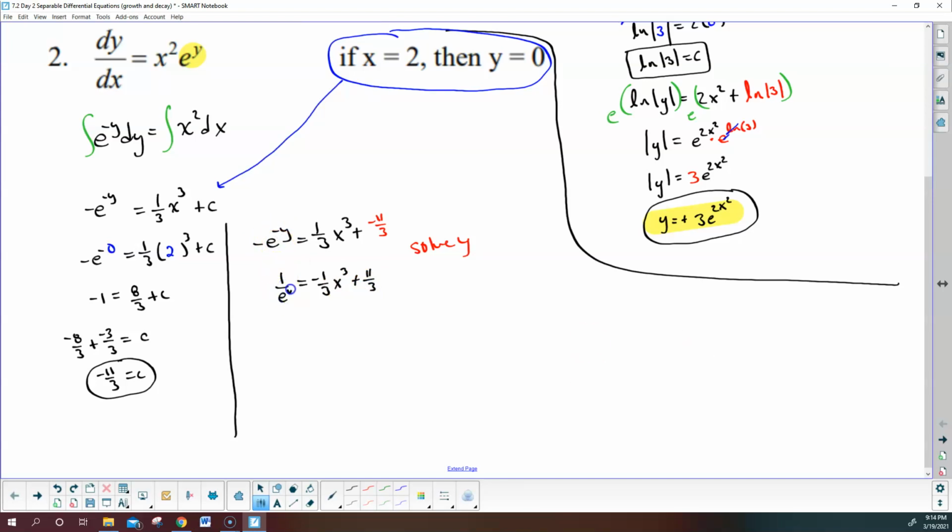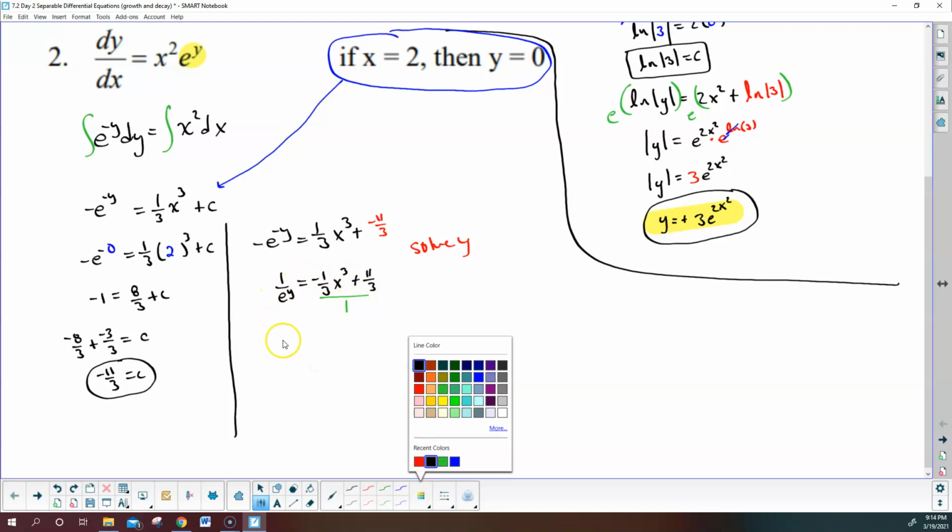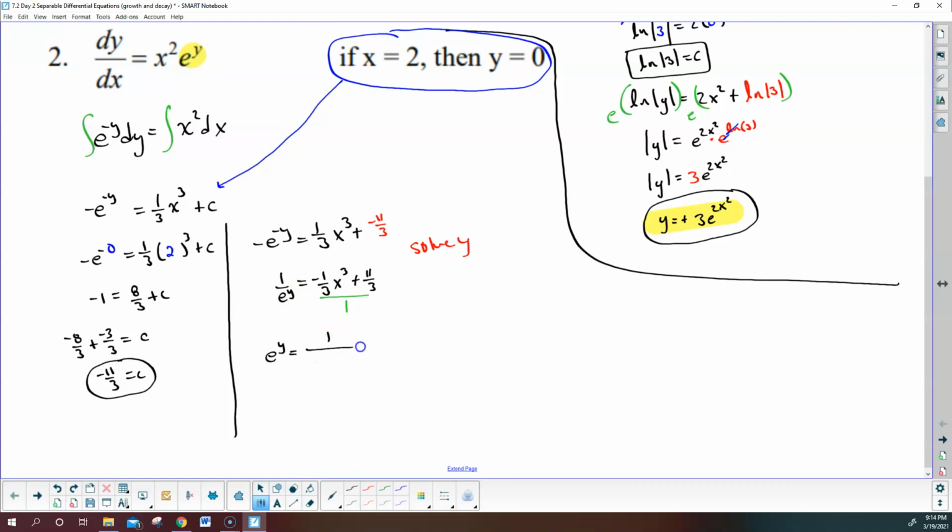So I'm going to rewrite it. Assuming e to the negative y, I'm going to rewrite it as 1 over e to the y. And the reason why is because I want the y value to be in the numerator. So if I make the right side a fraction by putting it over 1, I'm going to flip both sides. So I get e to the y, and then that's going to flip everything upside down. That's called the reciprocal property. Take the reciprocal of both sides.